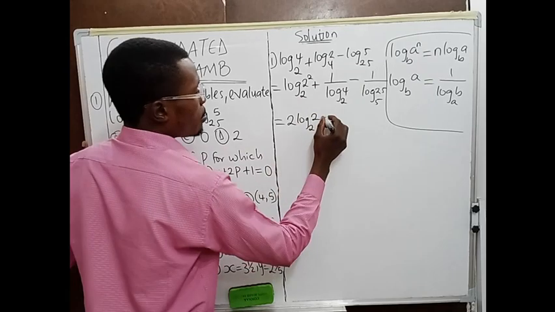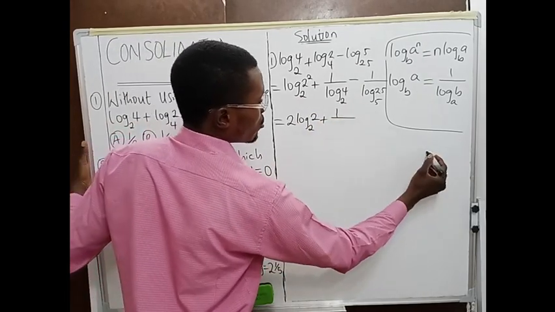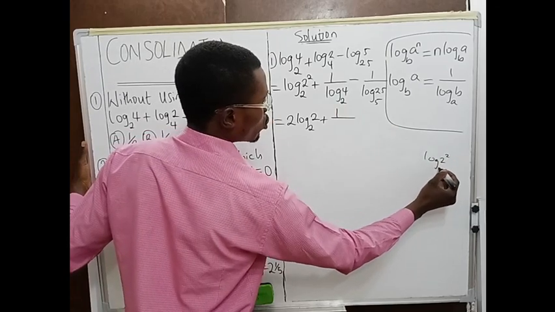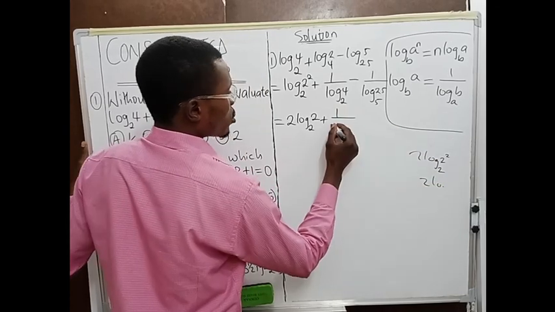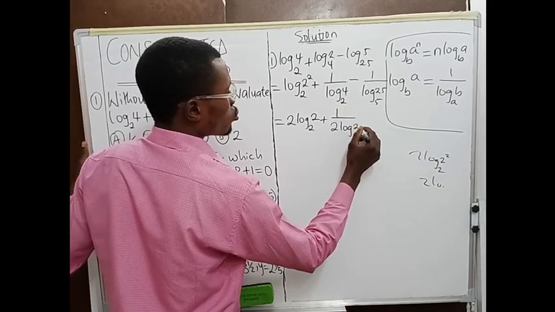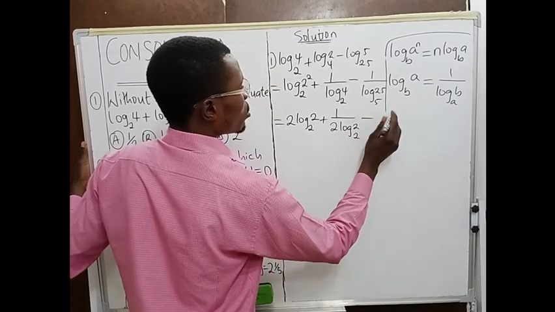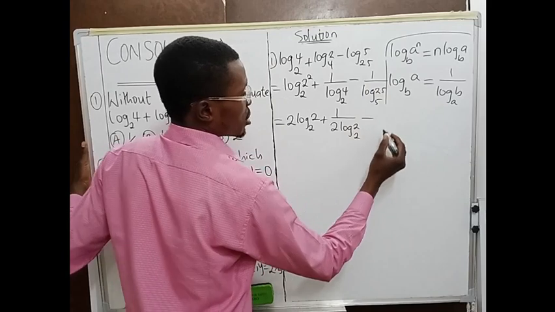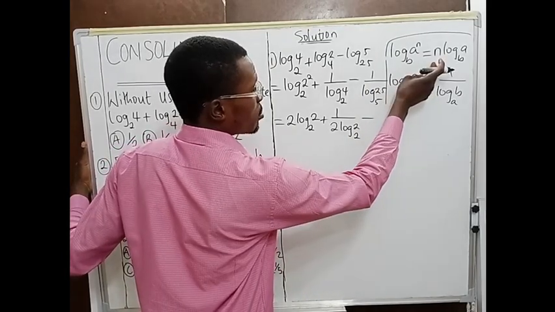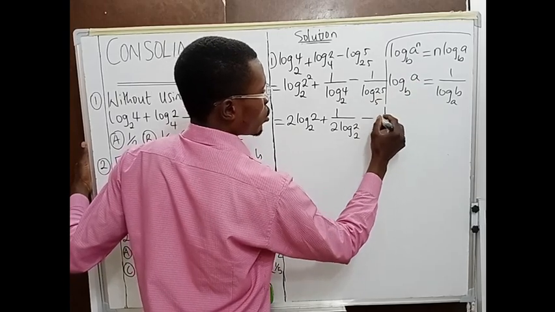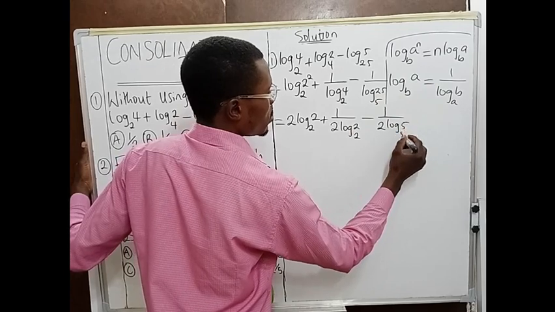2 base 2 plus, here I write it as 1 over log of 2 power 2 base 2, which is 2 log 2 base 2, minus, this 25 can be expressed as 5 raised to power 2. Now apply this property. I'm going to have 1 over 2 log 5 base 5.